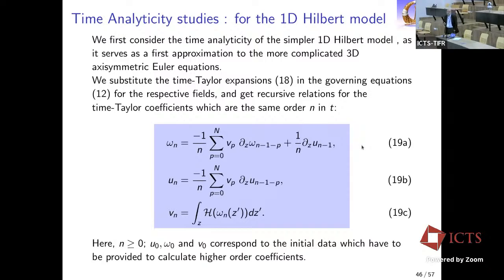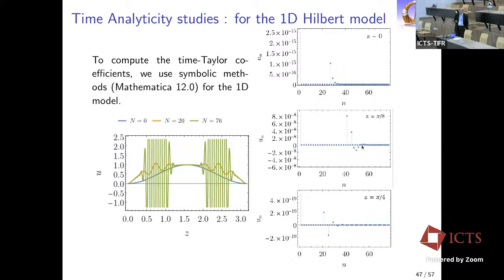So in the Burgers case, it's quite easy. You substitute it back in the equation, and you can actually work out these things order by order. And they had up to 70 time Taylor coefficients, which we also did. And this Shweta did. For this 1D Hilbert model, you can do all the symbolic stuff and do it actually analytically using Mathematica. And if you plot u versus z, then you see these oscillatory structures.